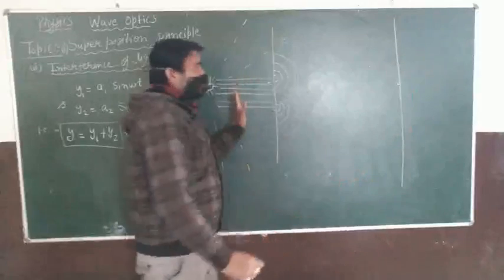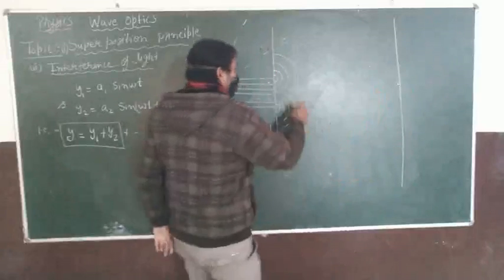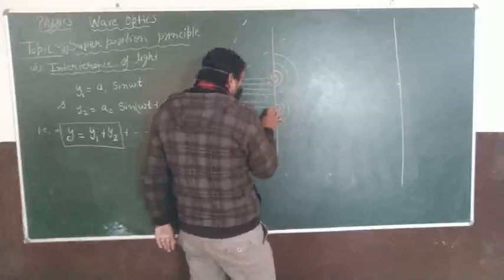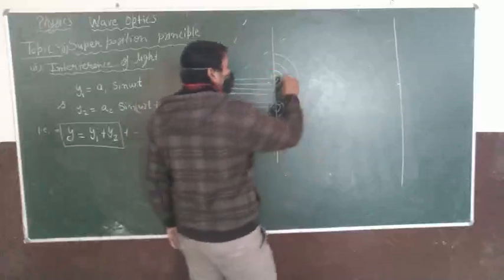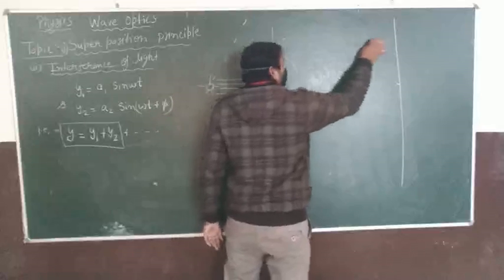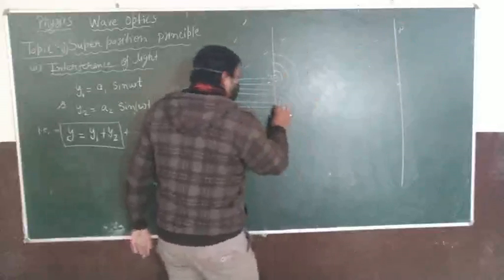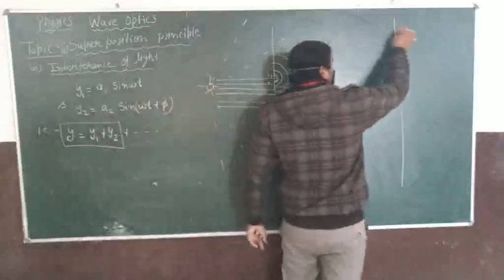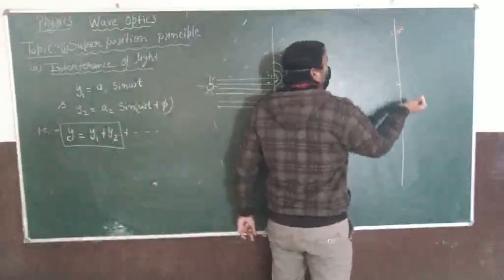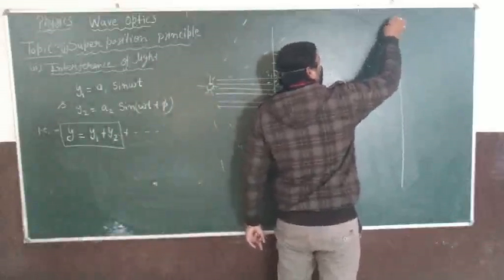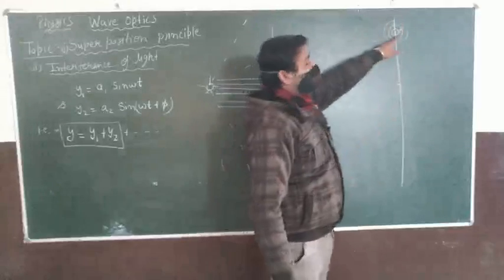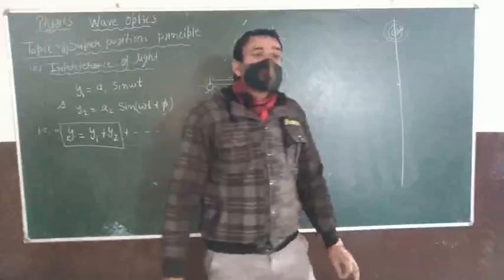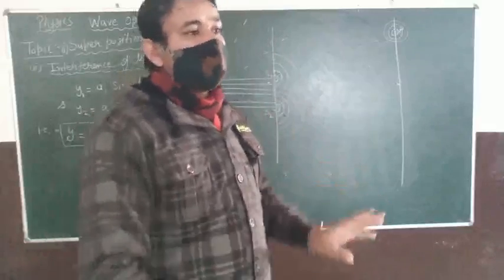Now if we place a screen at a very far distance, the light traveling from source S1 and from source S2 reaches point P. Then we observe at P that at some places bright fringes are formed, and where bright fringes are not formed it is dark. This particular phenomenon is known as interference of light or redistribution of light.